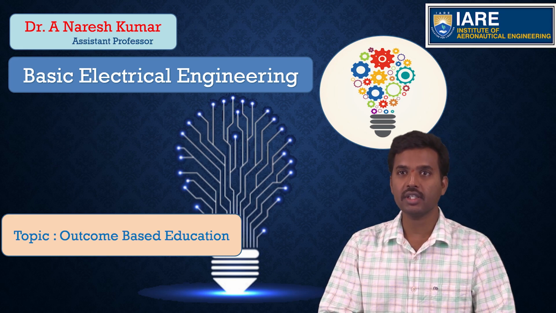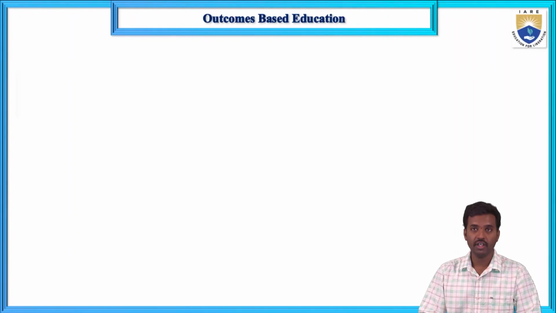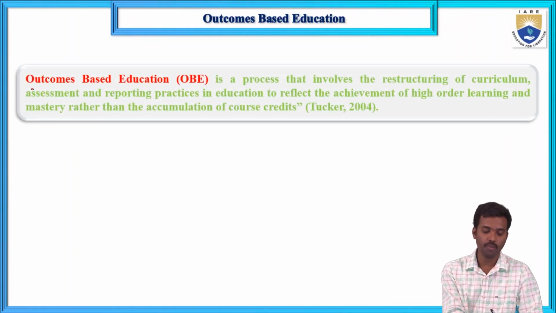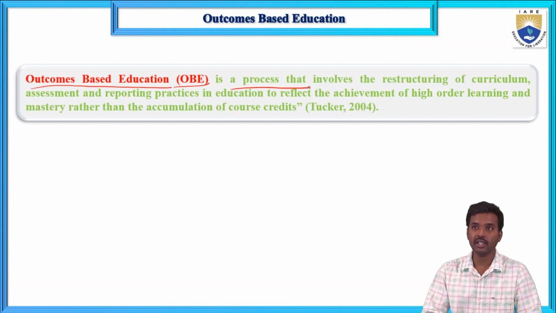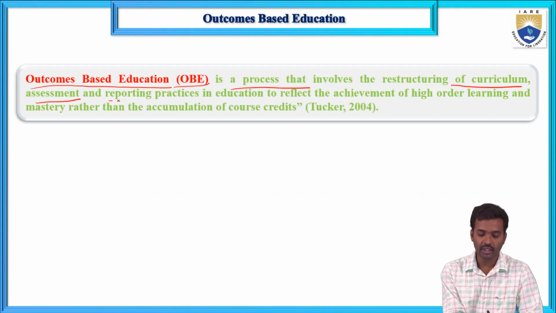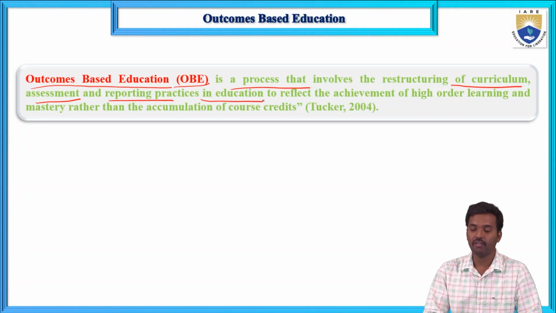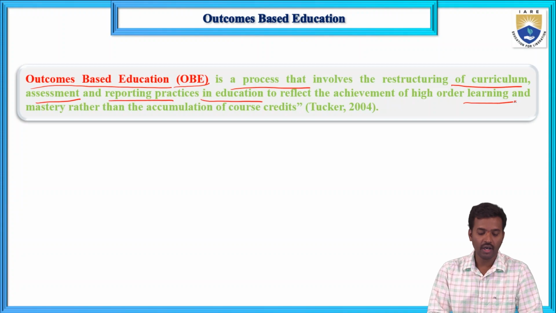Today we are going to discuss outcome-based education related to basic electrical engineering. Now here, first the definition. What is the definition of outcome-based education? In short, we can call it OBE. It is a process that involves the restructuring of curriculum, assessment and reporting practices in education to reflect higher order learning and mastery rather than accumulation of course credits.